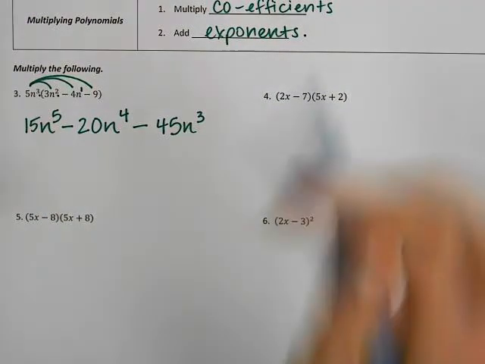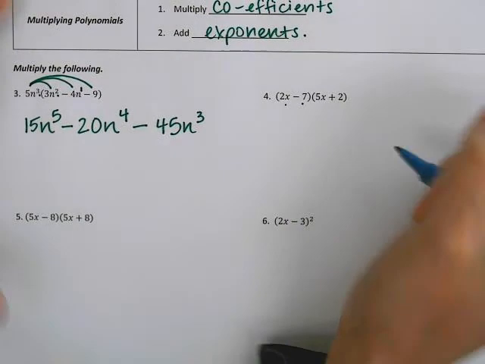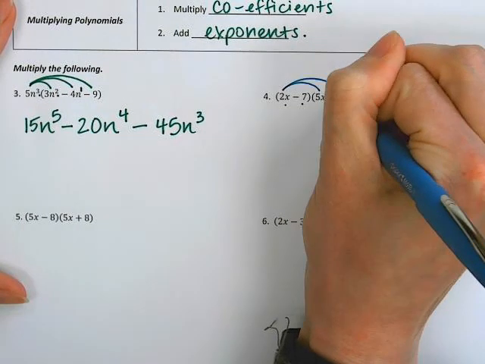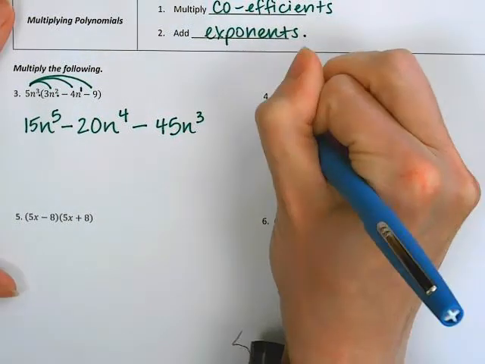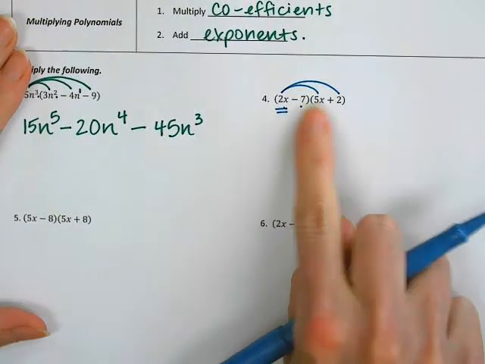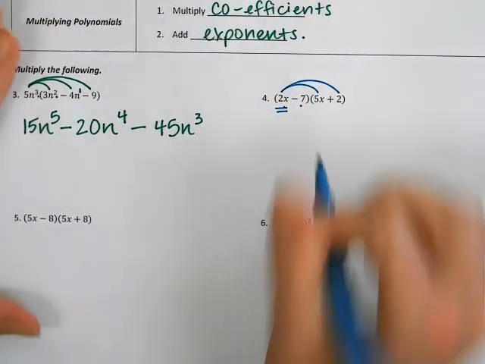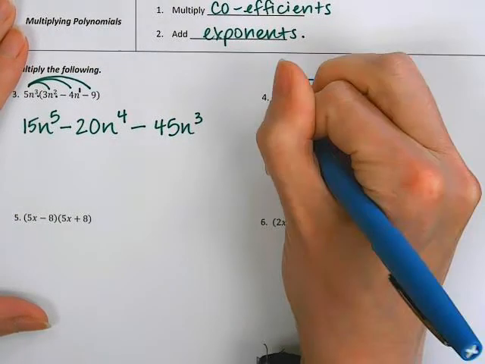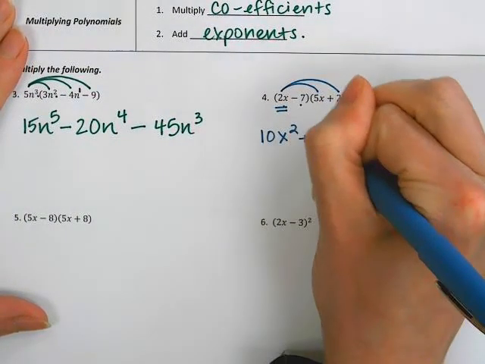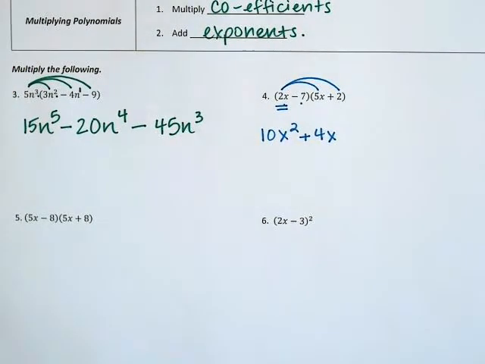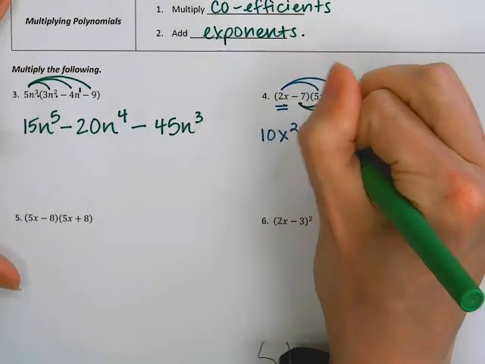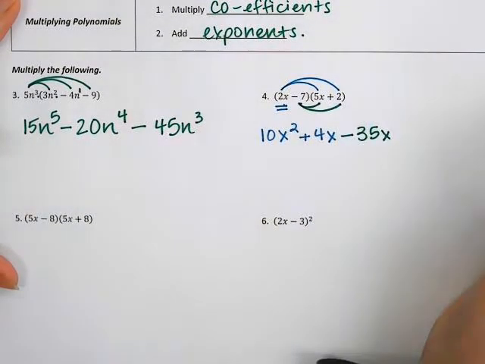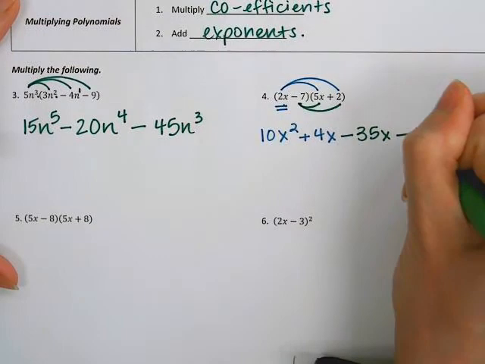Now number 4, if there's 2 terms in the first parenthesis, we have to double distribute. So I'm going to do the 2x first, but then we're going to also have to do the negative 7. All right, 2x times 5x is 10x squared. 2x times 2 is 4x. And then we do the same thing with the negative 7 to both. Negative 7 times 5x is negative 35x. Negative 7 times 2 is negative 14.